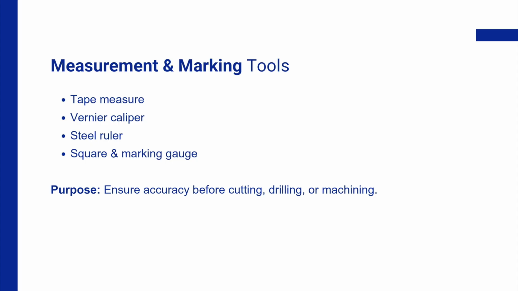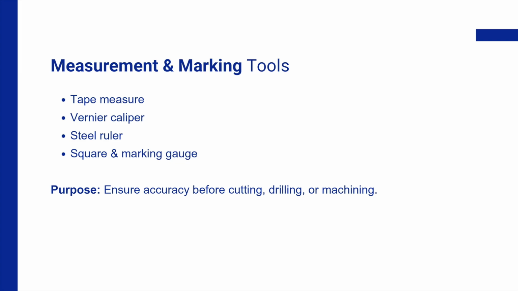Alright, we have the measurement and marking tools. Measurement and marking tools are used to determine the dimensions and mark reference points before any cutting or machining is done. For example, these tools include the ruler, measuring tape, vernier calipers, and also the marking gauge.